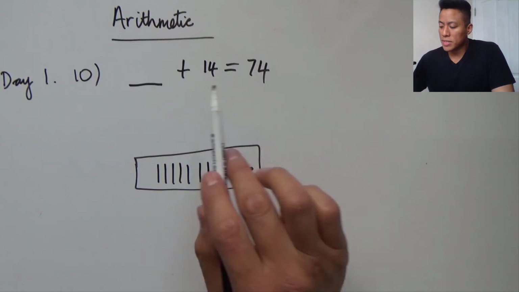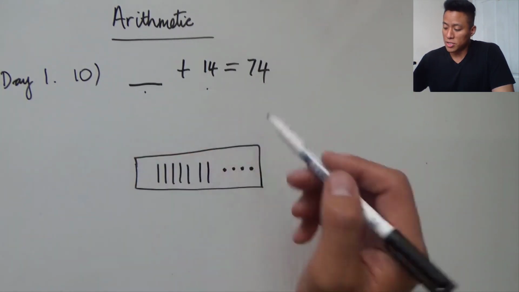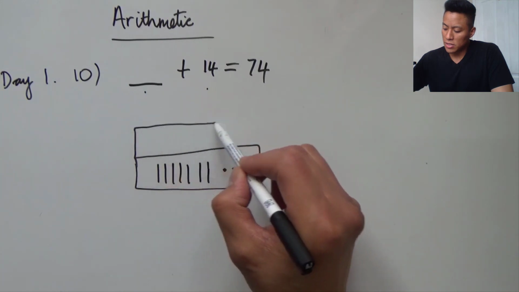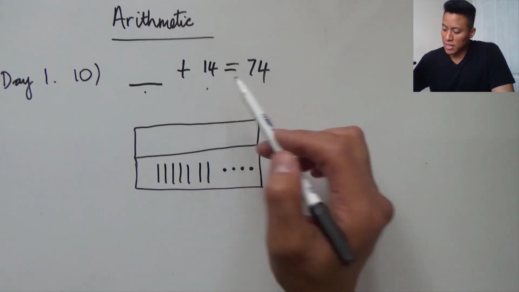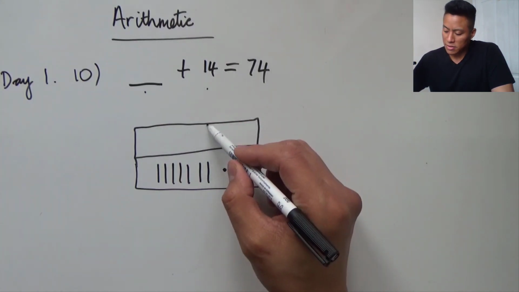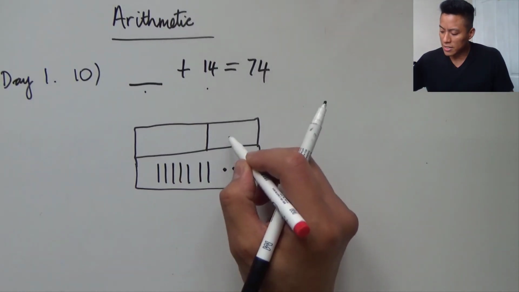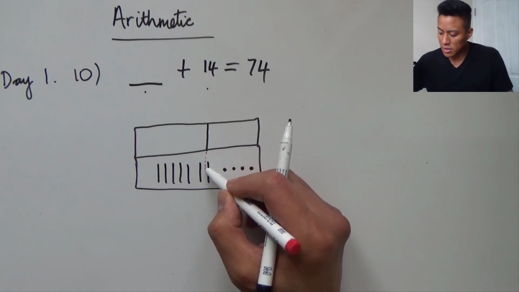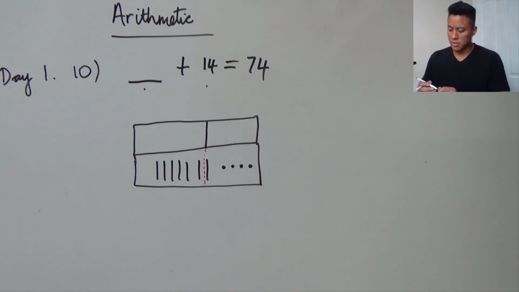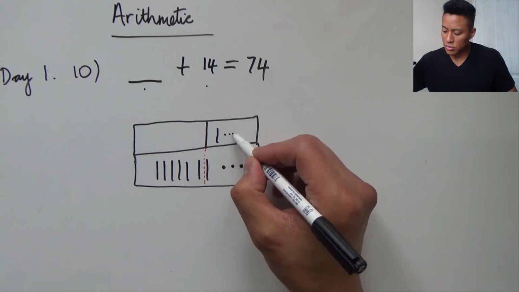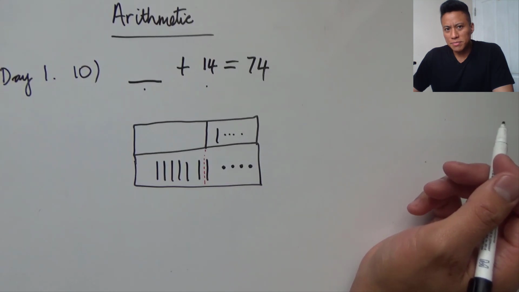So I've got parts here. I've got an unknown part and I've got a known part. So there's two parts here. If I know that those two parts are going to be the same as this, I'm going to draw a bar that's equivalent to it, and I'm going to have 14 here. If you look carefully, you can probably see the 14 in this bar here. That bar is equivalent to that bar. So here's my 14: 1, 2, 3, 4. I wonder how many is going to be here.